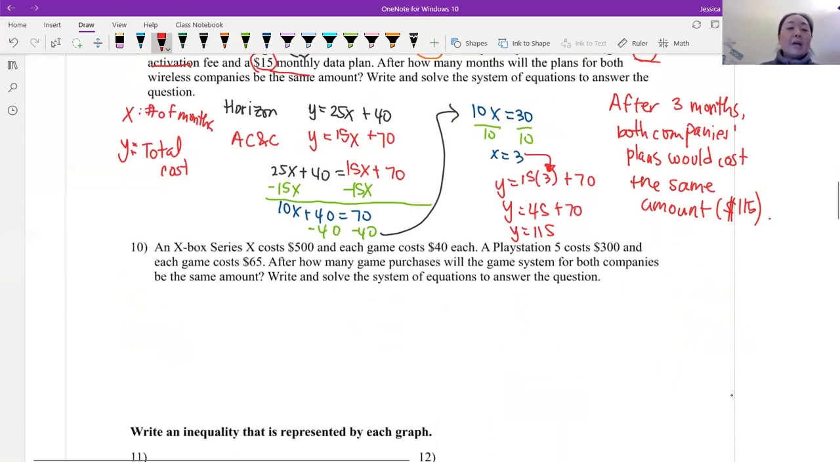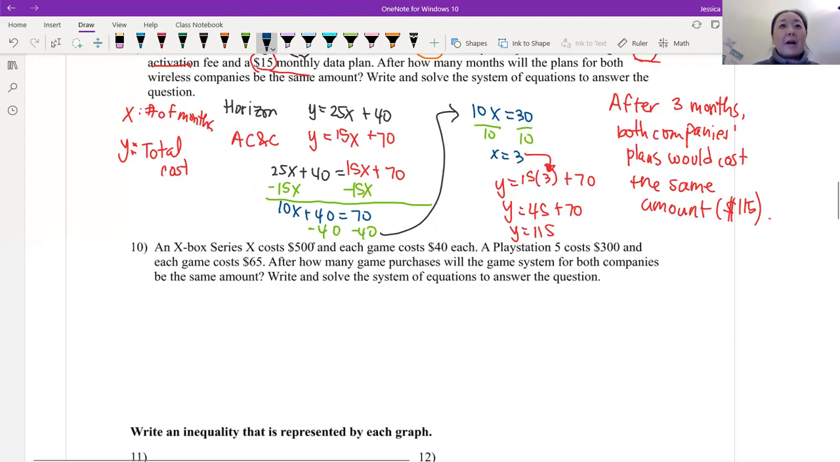All right, now we have an Xbox. So the Xbox Series X costs $500, and each game costs 40. Okay, I know that not every game costs $40, but for simplicity's sake, I looked at the prices and it was about 40-ish, give or take. And the PlayStation costs $300 and each game costs $65. So how many times do you buy an Xbox Series X? Once you have the console, you don't keep on buying it, unless you do. If you're one of those, I don't know.